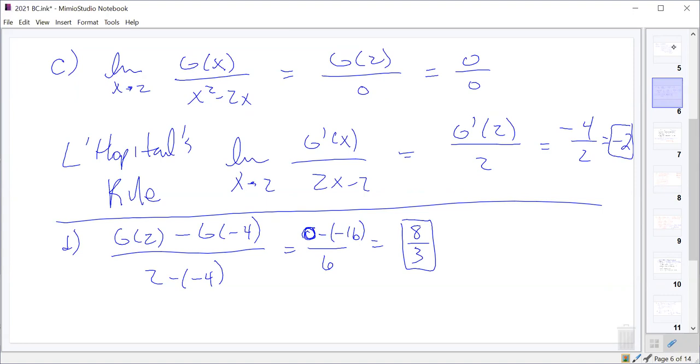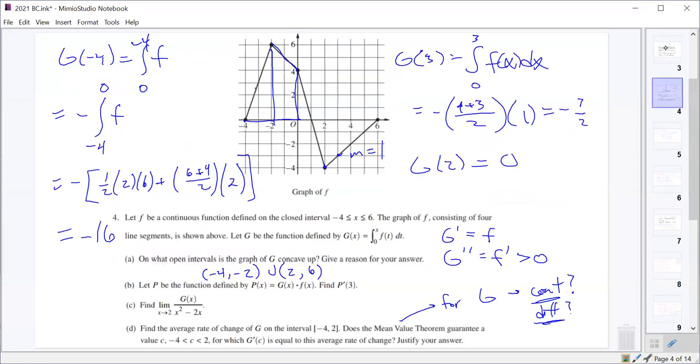Isn't G not differentiable on the open interval? The derivative of G is F, and F exists on this entire interval, -4 to 2. Oh, I see. I thought that was the graph of G. Okay, I understand. Thank you. G is differentiable at multiple points on that interval because the derivative exists on this. Right. Okay, thank you.